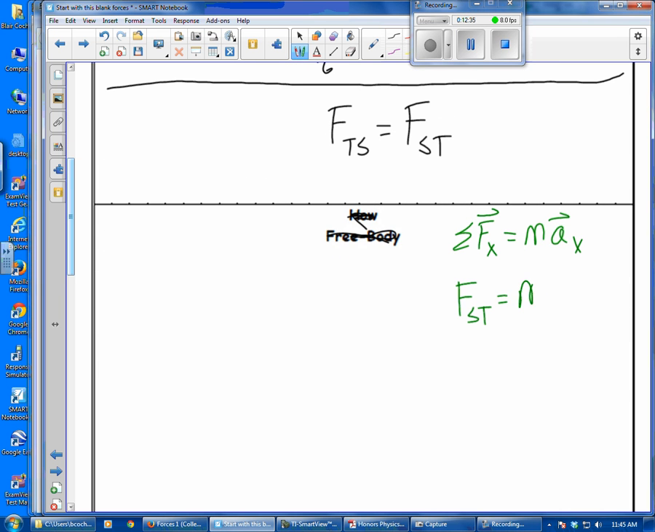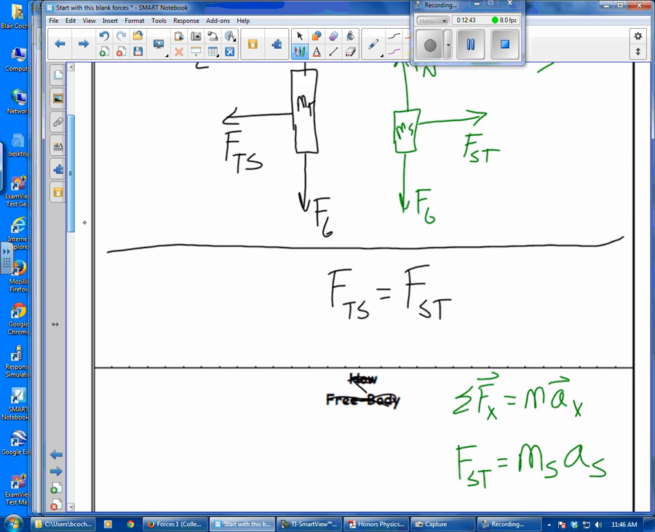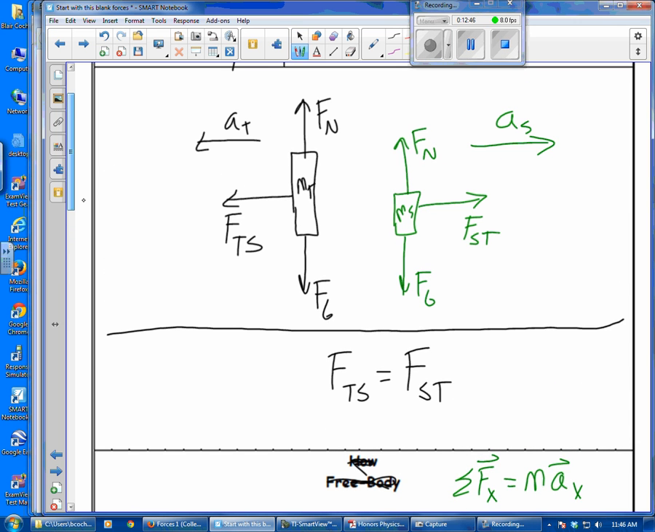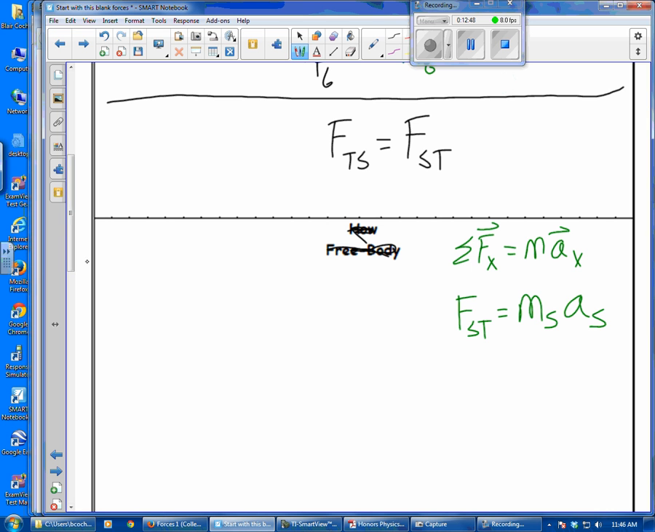And then you have the inertia of the sister and the acceleration of the sister. Coming over here to Tom, where you really have a very, very similar situation. The sum of the forces in the x is max. The only force on him is the force on Tom due to his sister. And we have the inertia of Tom and the acceleration of Tom.